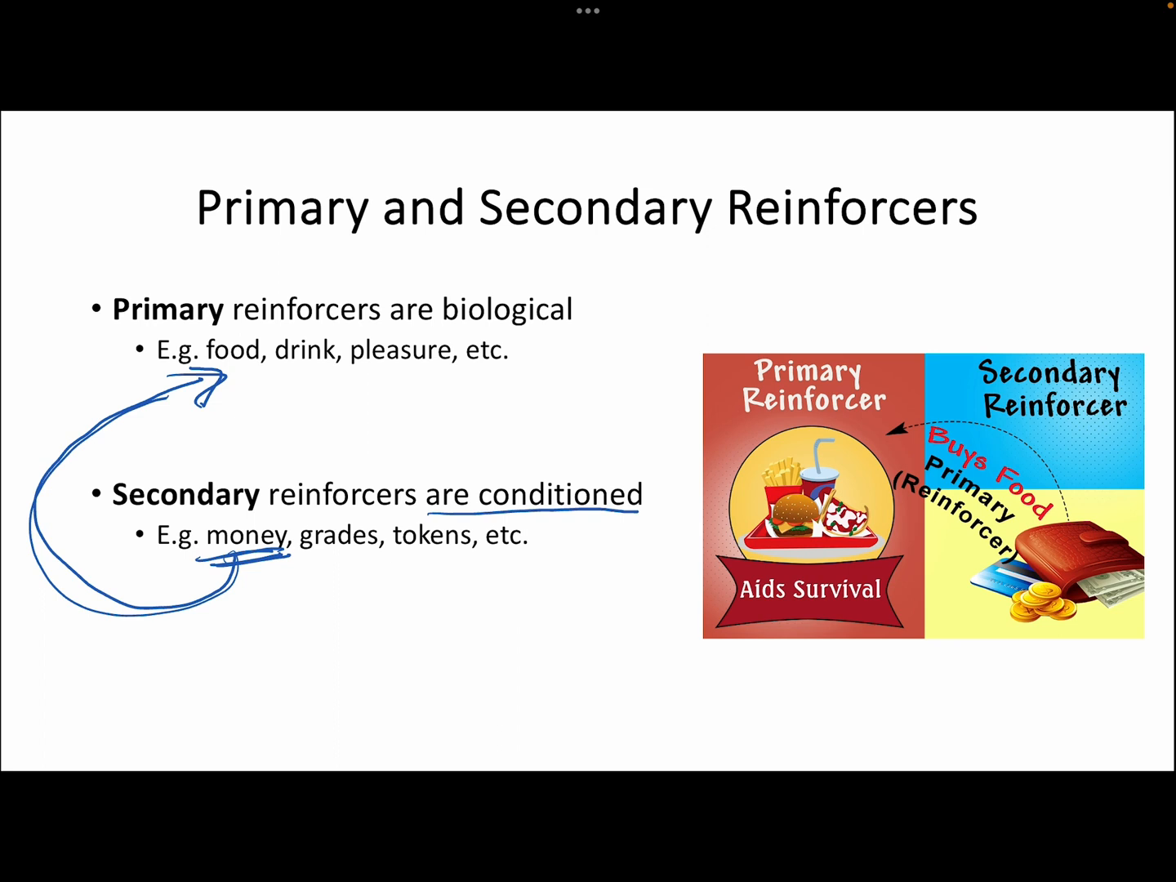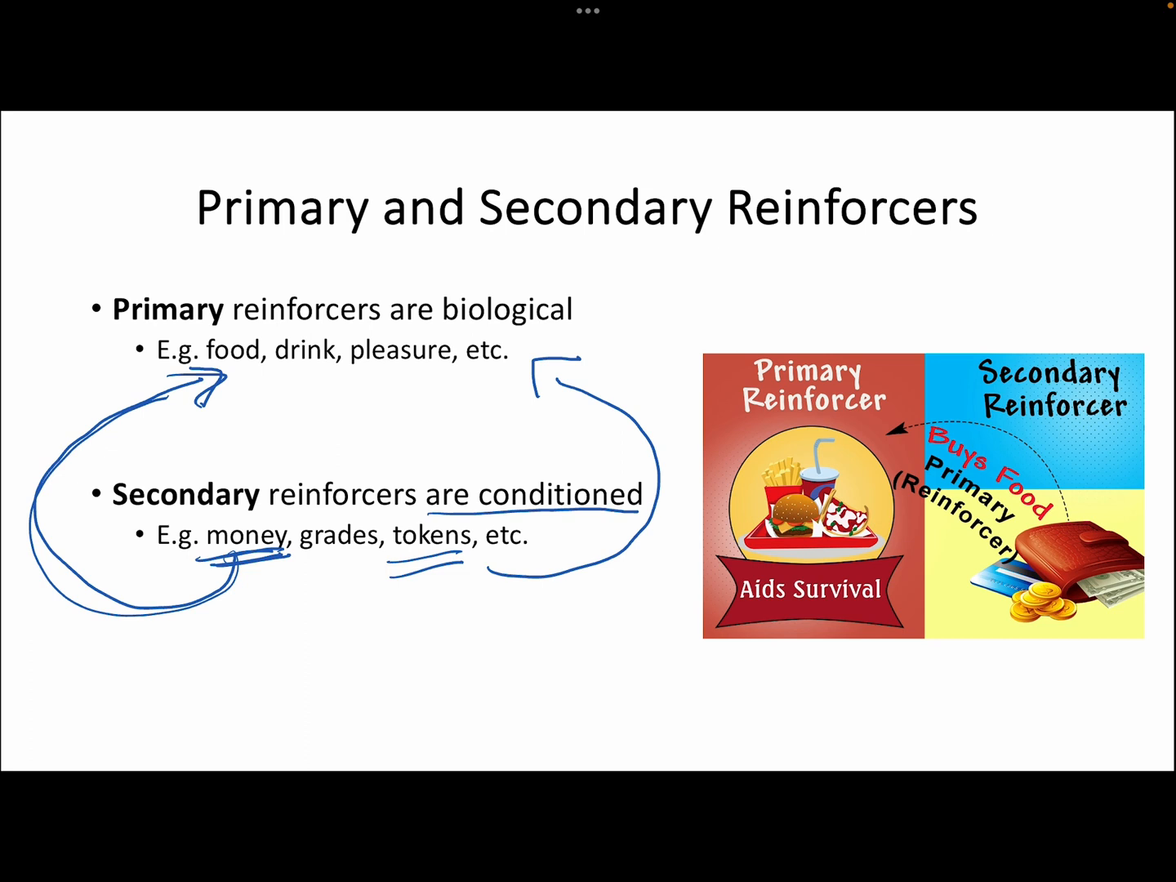Likewise, tokens. We will learn about token economies a lot next year. A token is sometimes used in prisons or psychiatric hospitals to reward good behavior. If you engage in therapy, you get a token. Those tokens themselves actually don't represent anything inherently rewarding, but what we can do is trade them in for something that is. Something like choosing food at the canteen, or having an outing, or having more time for exercising, for example.